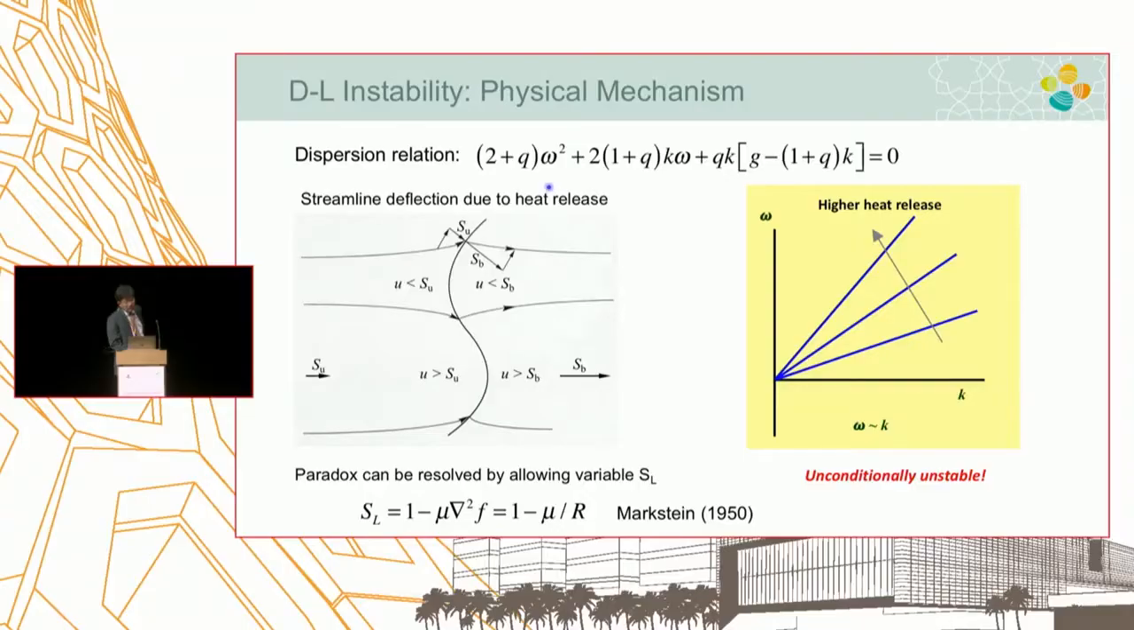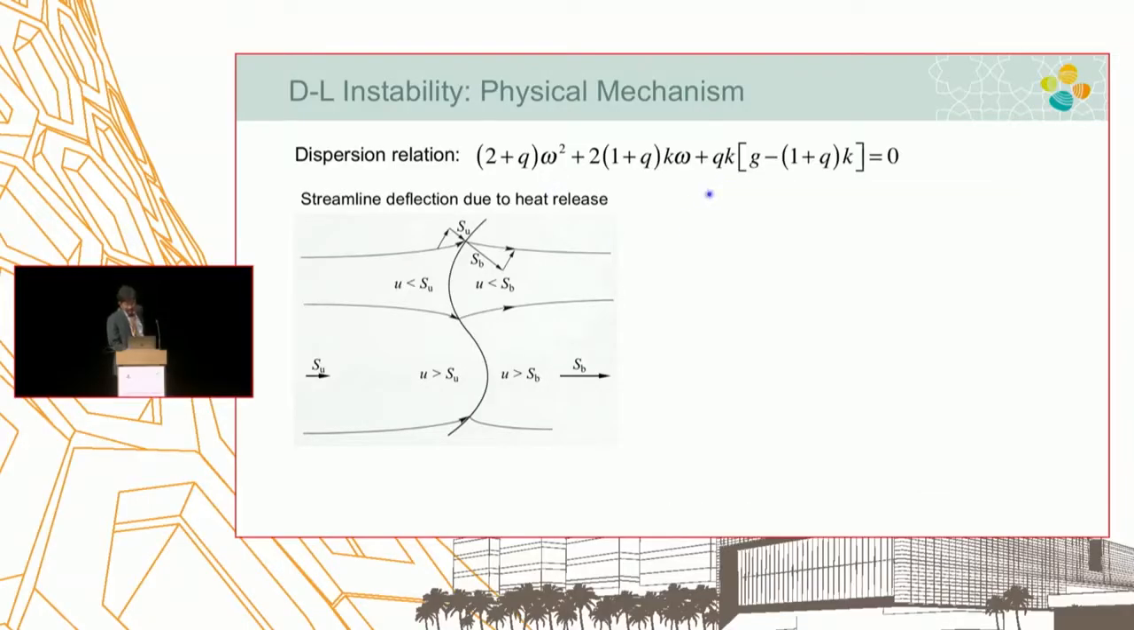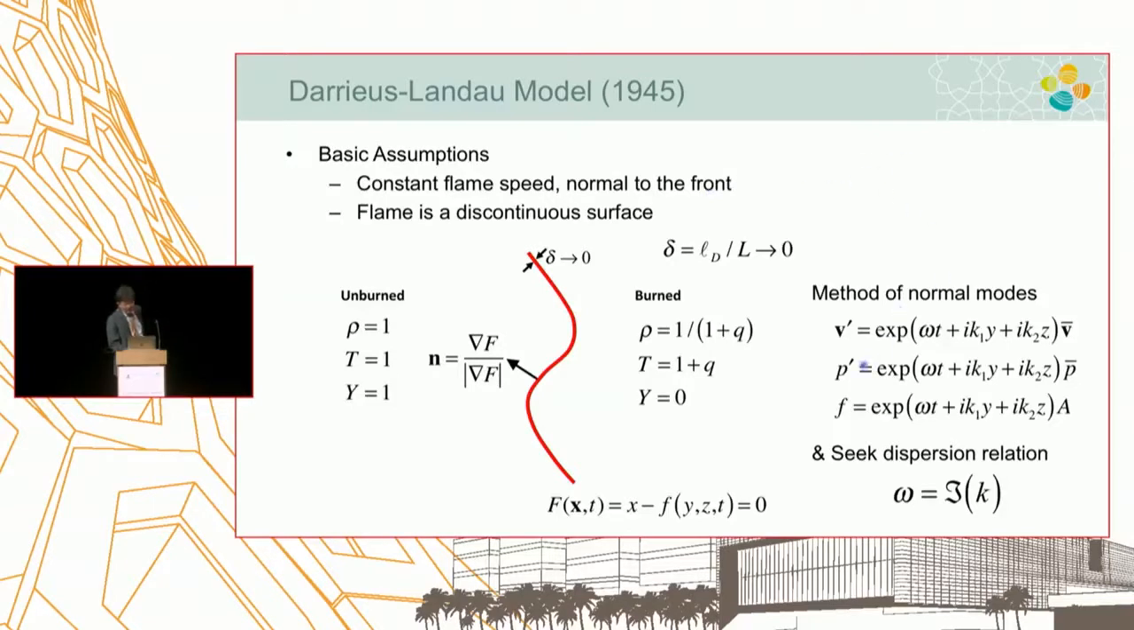So a dispersion relation is ultimately the final analytical relation between omega and k. Let's take a look at the method of normal modes. F is a flame front, so F equals 0 is a flat front. Let me give you an example. I have a flat flame, there's no disturbance in the flame or the flow field.